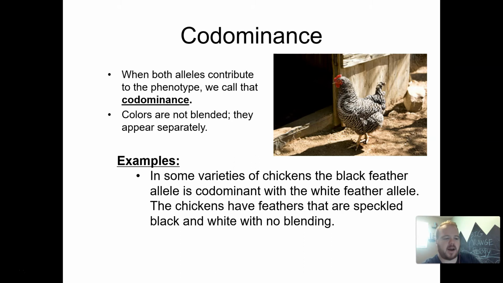It may look kind of gray, but if you actually look at individual feathers, you're going to see black and white individually. There is no blending here.